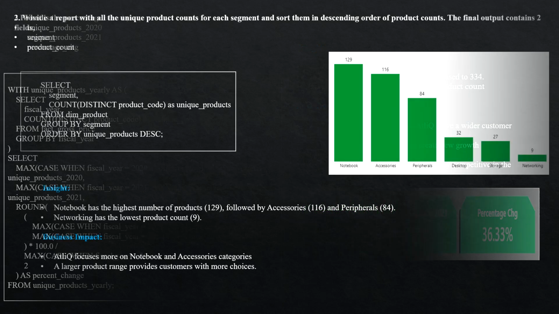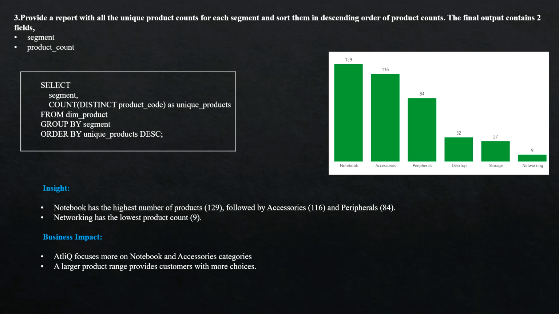Next, request 3: provide a report with all the unique product counts for each segment and sort them in descending order of product counts. The final output contains two fields, segment and product count. I have written this SQL query: select segment, count distinct product code as unique products, from dim product, group by segment, and order by unique products descending. So inside I found that notebook has the highest number of products, that is 129, followed by accessories and peripherals.